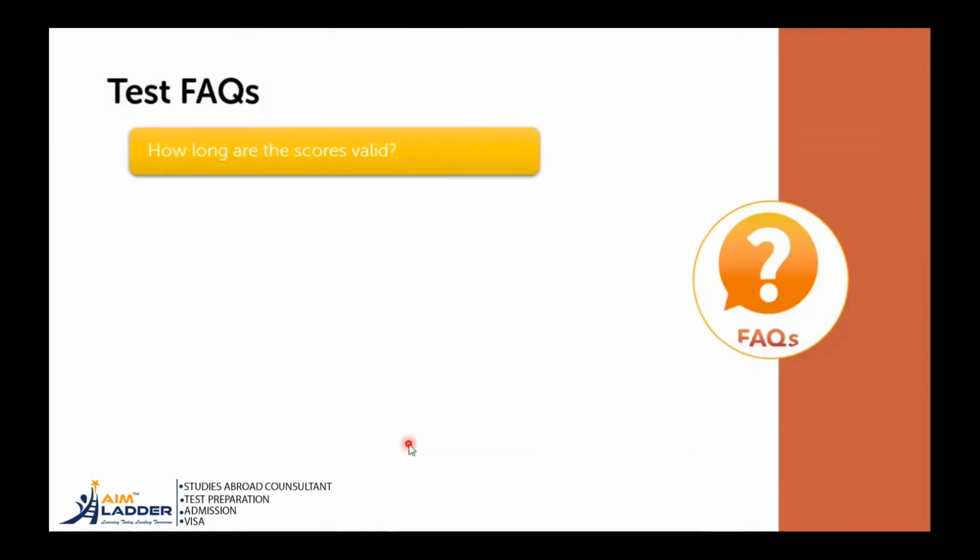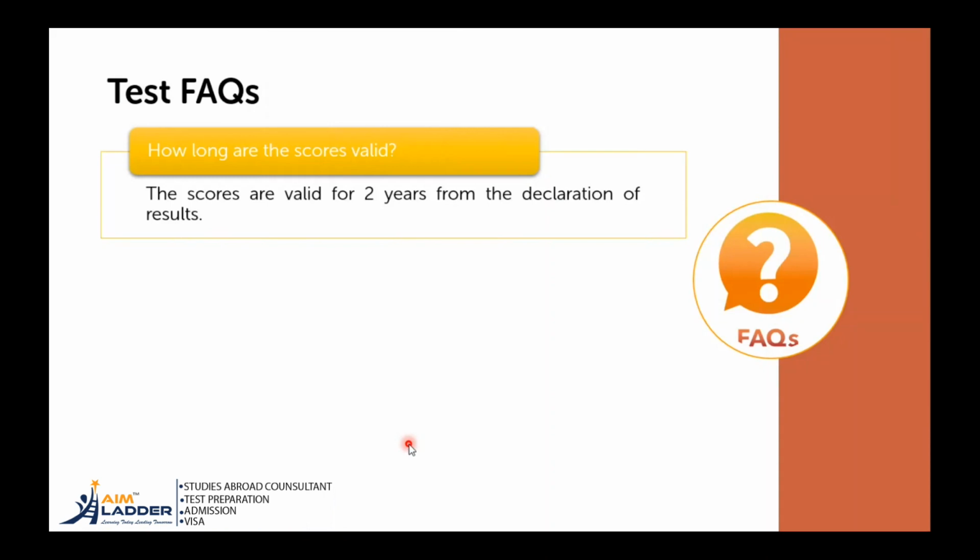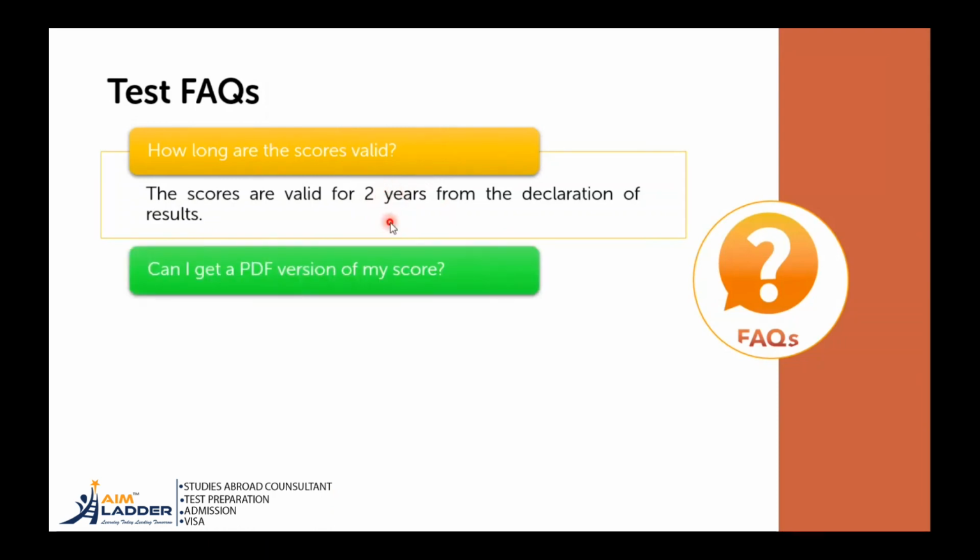Few more questions. How long are the scores valid? So like all the other language proficiency tests, these scores are also valid for 2 years. 2 years from the declaration of the results. So basically, this is very similar to IELTS and PTE as well as TOEFL, where scores stay valid for 2 years duration.